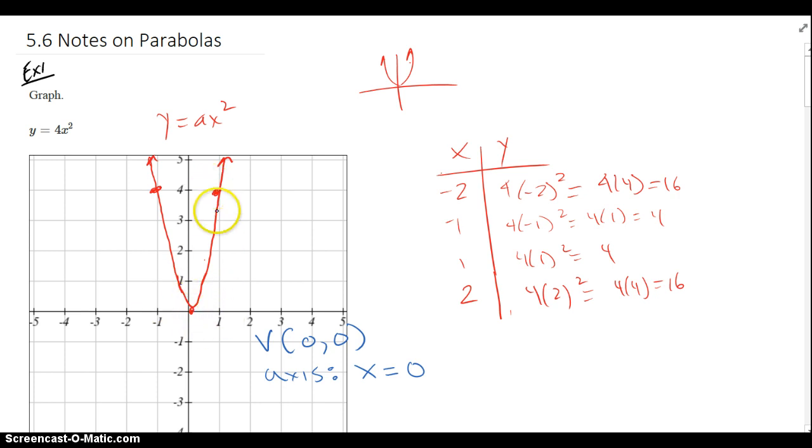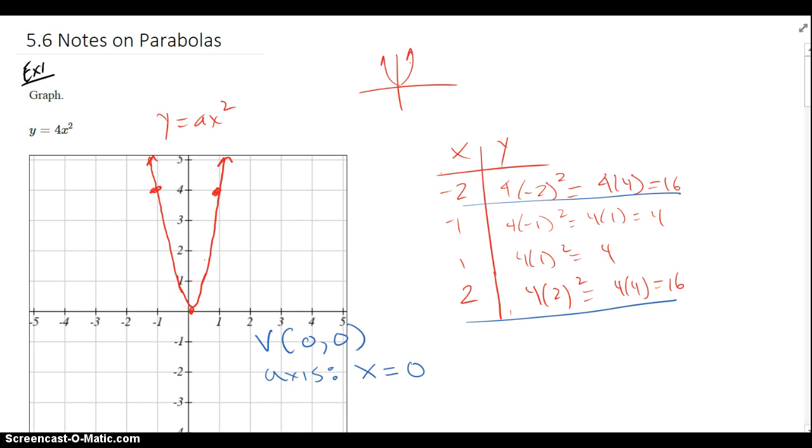1 to the right and 4 up, 1 to the left and 4 up, or these two ordered pairs are also symmetric, 2 and up 16 or negative 2 and up 16. So if I have an image of an ordered pair on the right side, I can get the corresponding image on the other side as well.